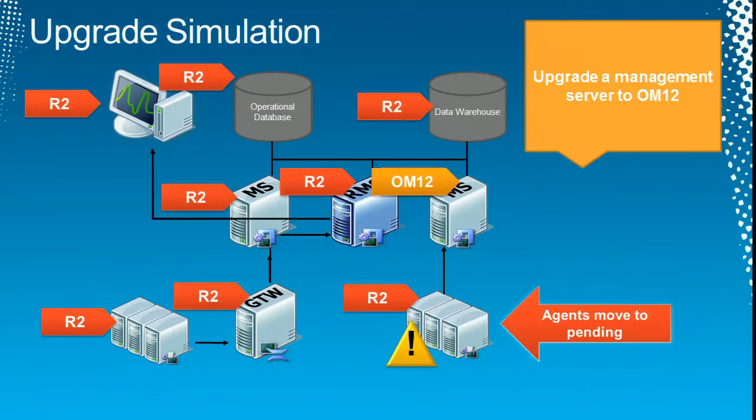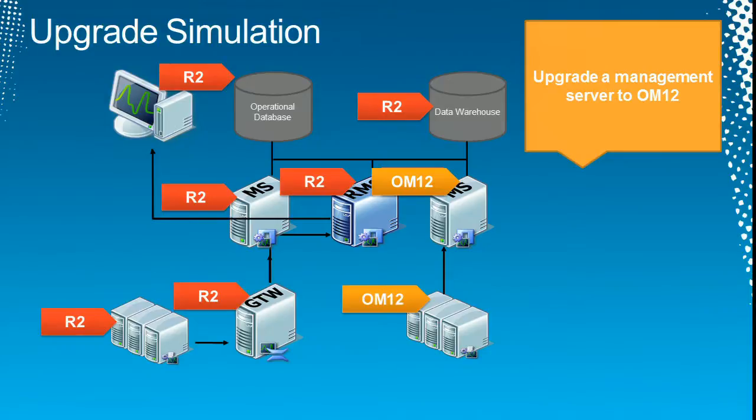So what you will do is go, using your R2 console, to pending management, look at the agents, and go ahead and approve them for upgrade, and your agents will be upgraded. Now, we have it this way for a very important reason. The agents themselves, an R2 agent itself, will not work talking to an OM12 management server.